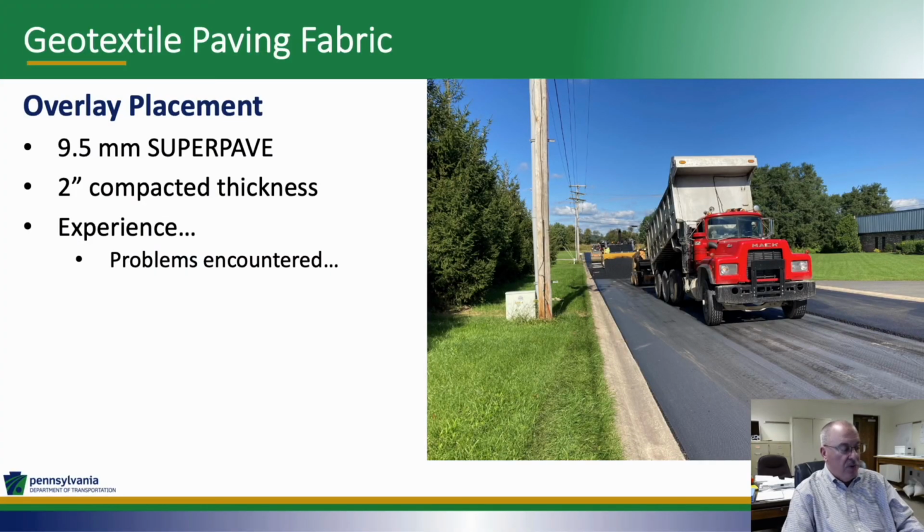So the last part of our project involved putting the overlay down. That was 9.5 millimeter Superpave. The contractor was required to furnish and place that. We wanted the 0 to 0.3 million ESALs material, and we wanted 2-inch compacted thickness. Our skid resistance level was L due to the low traffic volume.